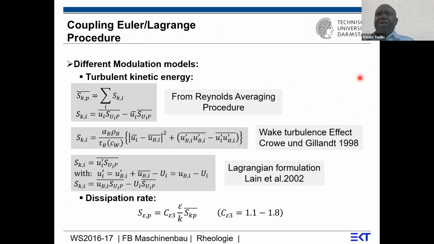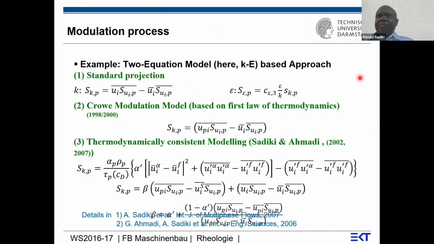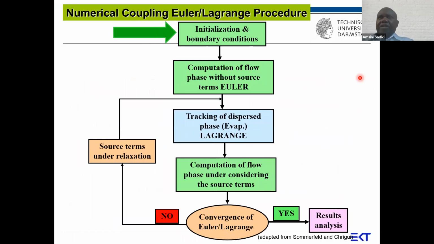Once we have this, we compute the flow phase under consideration of the source term we obtain from this. If the run is convergent, then we obtain the solution. If not, we have to do different iterations to get a convergent solution. And if we have it, we got the result.